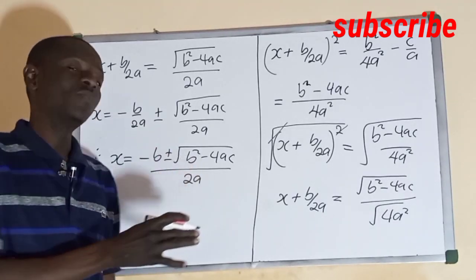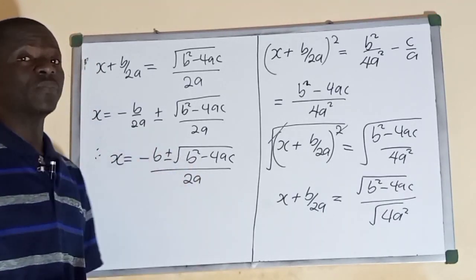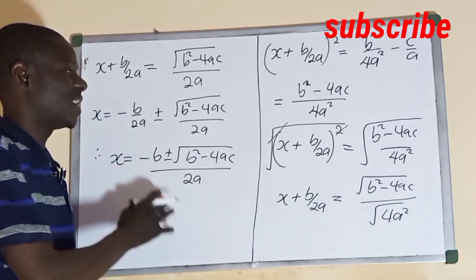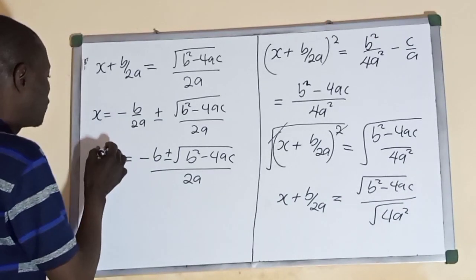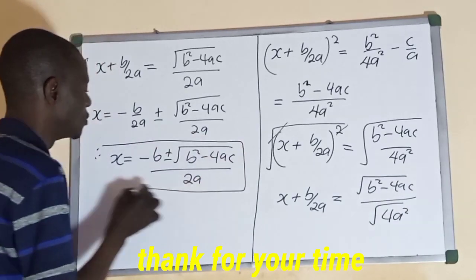So whenever you have a quadratic equation that cannot be factorized, you can use the formula to solve it. This is the general formula of the quadratic equation.